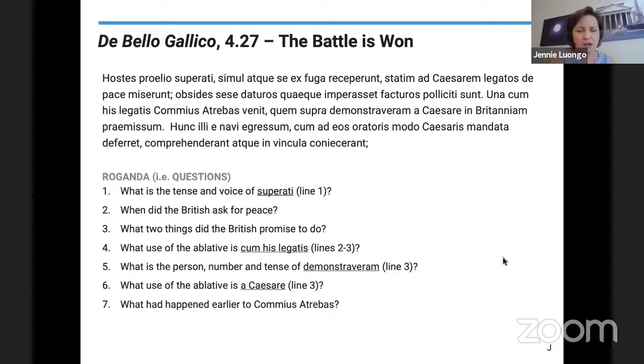What use of the ablative is cum his legatis in lines 2 through 3? Hopefully you guys know now that there are only 2 possible uses of the ablative that use cum. Number 5, what's the person, number, and tense of demonstraveram in line 3? Number 6, what use of the ablative is a caesare? Look at that, a plus a person. I wonder what that could be. That's in line 3. And number 7, what had happened earlier to Commius Atrebus?